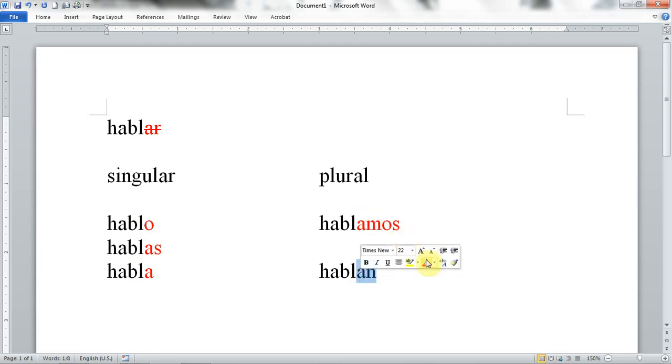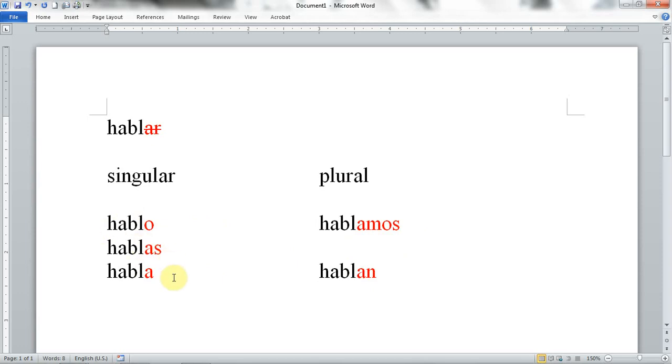So this is an AR verb. The vowel that you should see most often is A. Okay, that's for an AR verb. You see it everywhere except for the yo form. Okay, it's not hablao, hablo.